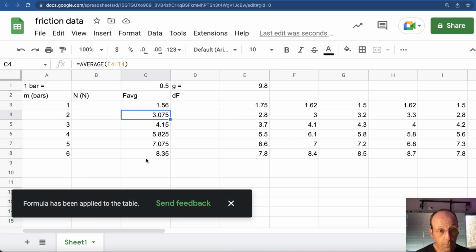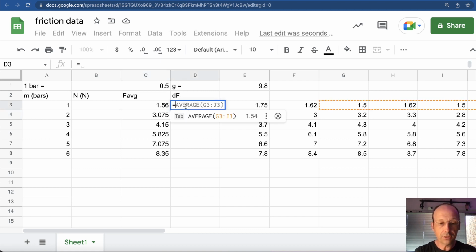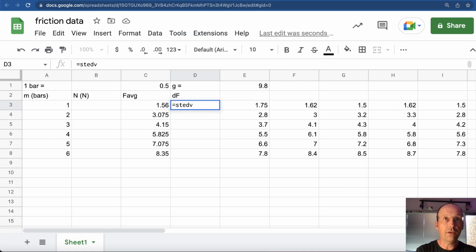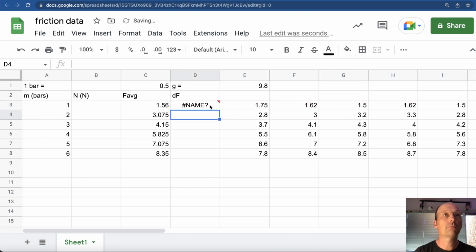One of the things that we also like to do when we collect data is to look at the uncertainty in the force, since there's some variation. One way, not necessarily the best, but one way is to report the uncertainty as the standard deviation of this data. So I'm going to do that. So right here I have delta F is my uncertainty, and each one has different values. So I can say equals STDEV, that's the standard deviation function, and then I'm going to highlight all of this. And you'll notice it says E3 colon I3. That means cells E3 through I3. Close parentheses. Oh, it didn't like that.